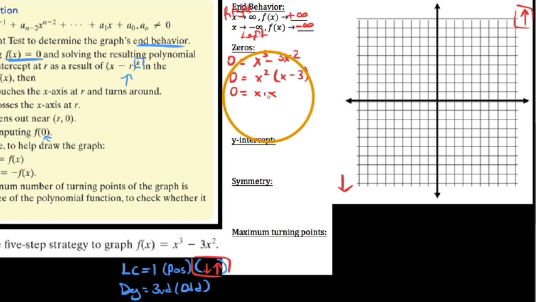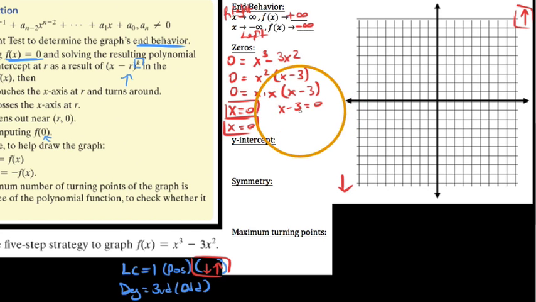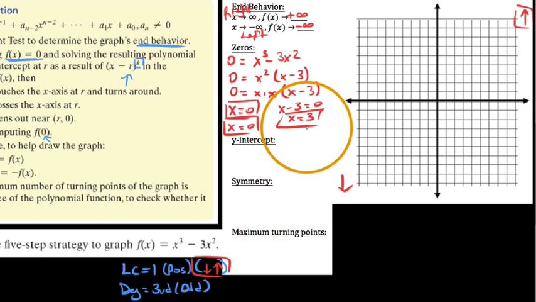Sorry to beat a dead horse, but we say that's really x times x minus 3. The reason I note that is because when we set our factors equal to 0 here, we get x equals 0, and x minus 3 equals 0, which, adding 3 to both sides, gives x equals 3. So these are the 3 zeros we have.